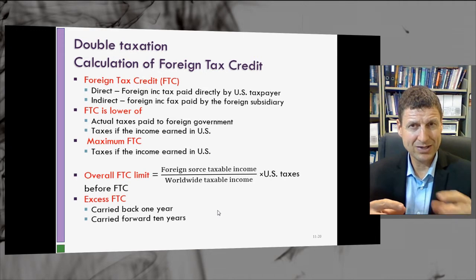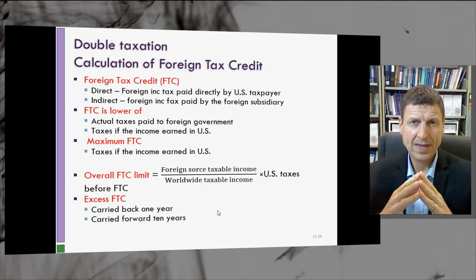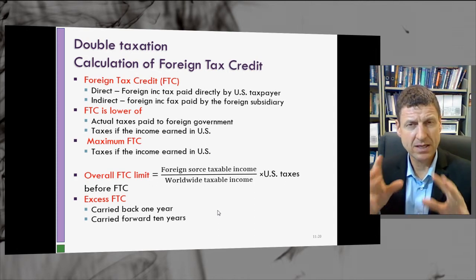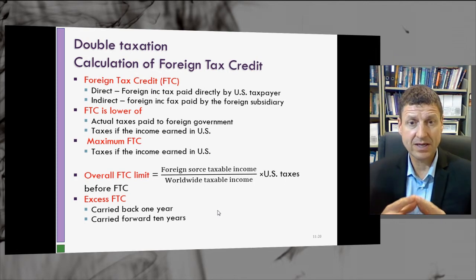And as you guessed, normally that comes home to roost when a foreign subsidiary wants to pay a dividend back to the home parent company in the US. And so you're interested in getting that indirect foreign tax credit to help counteract any taxes paid on the before-tax of that dividend. So the foreign tax credit generally is the lower of actual taxes paid to the foreign government, or taxes if the income is earned in the US.